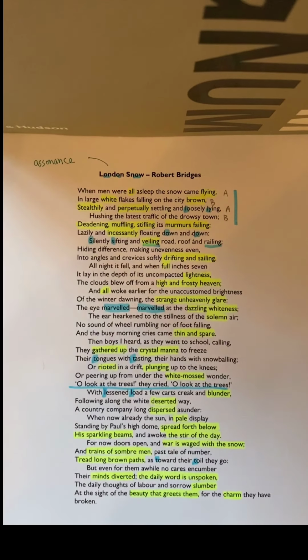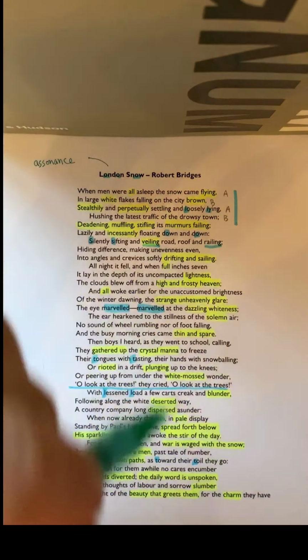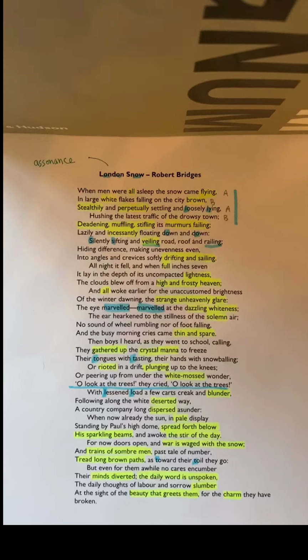But the snow, meanwhile, is being very active. It's flying, not just falling, but flying, perhaps giving it almost a sort of magical properties, as though it's not just coming down, but it's going everywhere. It's covering the entire city. In large white flakes falling on the city brown. So here Bridges sets up a contrast in the two different colours.